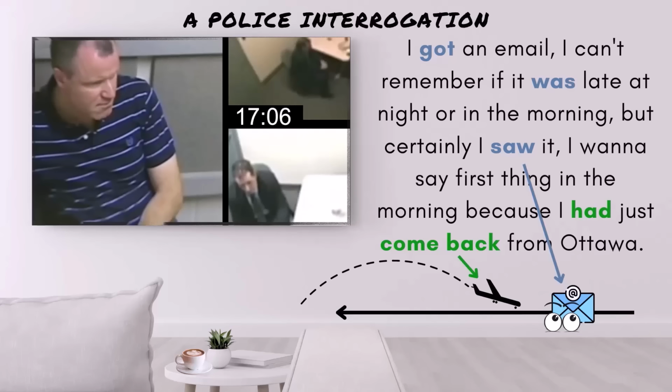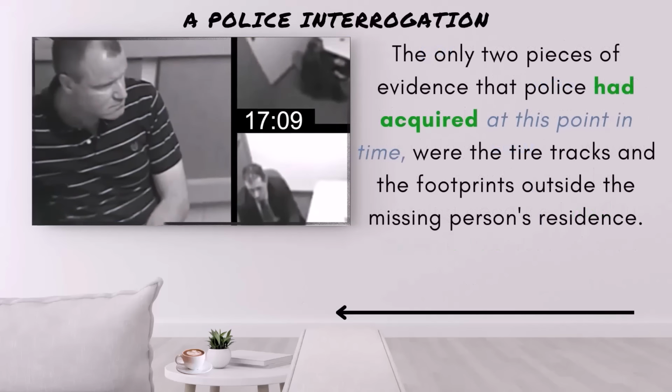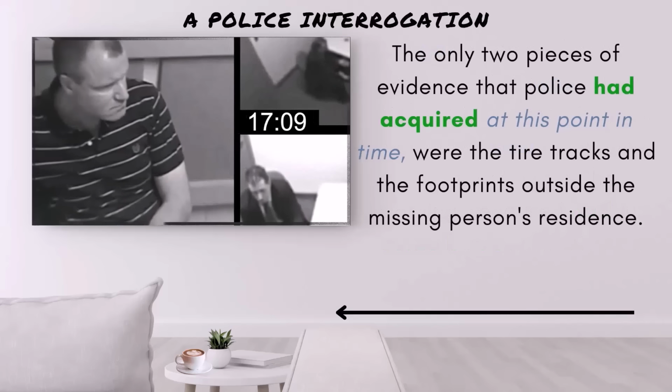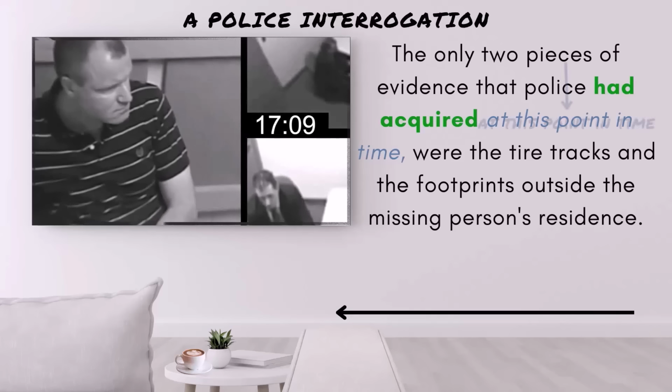Things like fingerprints, blood samples, sure. Things like that? Yeah. Okay. The only two pieces of evidence that police had acquired at this point in time were the tire tracks and the footprints outside the missing person's residence.